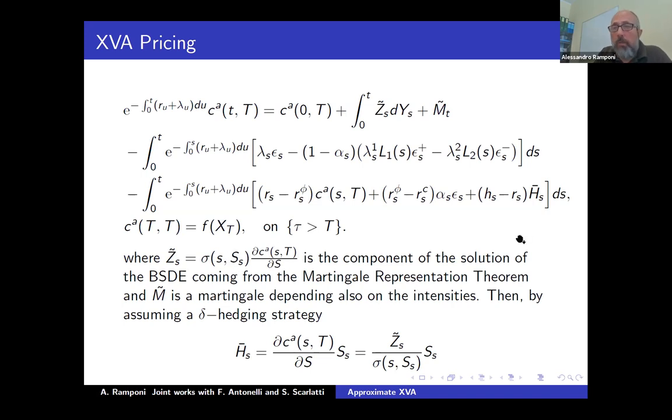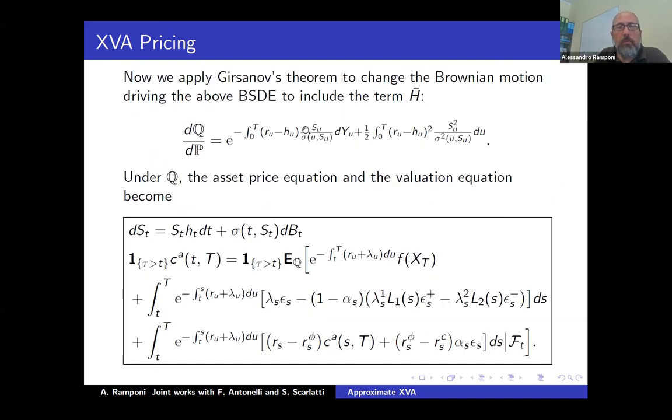And so if we specify the hedging strategy as the delta hedging strategy, we simply have that the component H, the process H, may be written as a linear function of Z. So we may change measure in such a way as to include the hedging term into a new Brownian motion. We include this term, which is proportional to Z according to the assumption that we are using the delta hedging strategy, and we may absorb it in a new Brownian motion by using the Girsanov theorem.